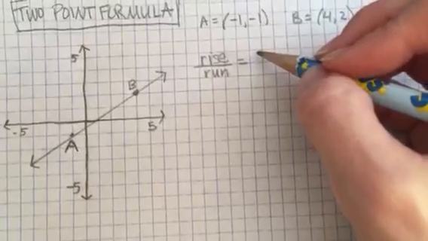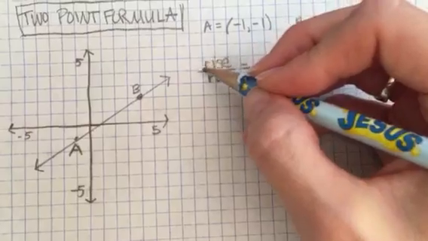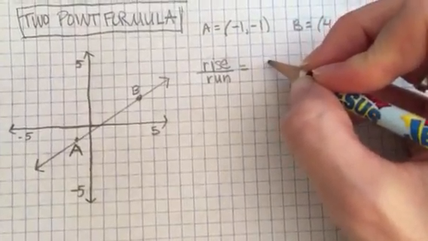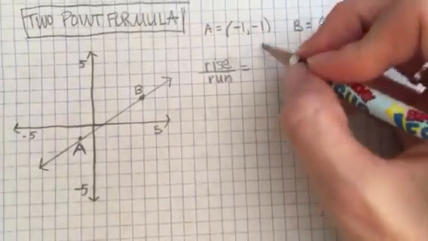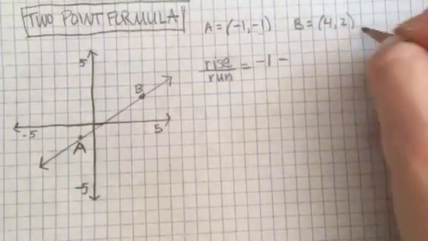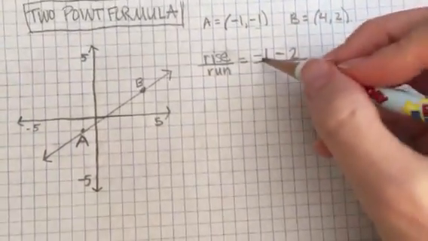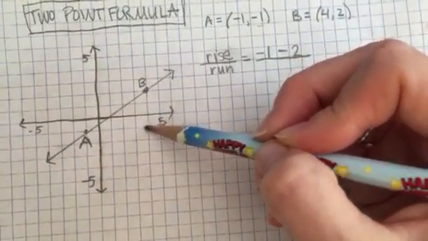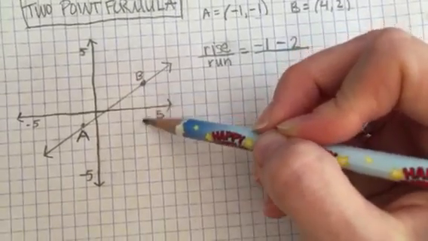The way to do that is to put your y values, which will be your rise numbers, on the top, and you subtract one y value from the other y value. So if I have a -1 as one of my y's, I'm going to do -1 minus my other y, which is 2. And really what I'm doing in this subtraction problem here is finding the distance between -1 and +2. I'm just using a subtraction problem instead of counting it out.